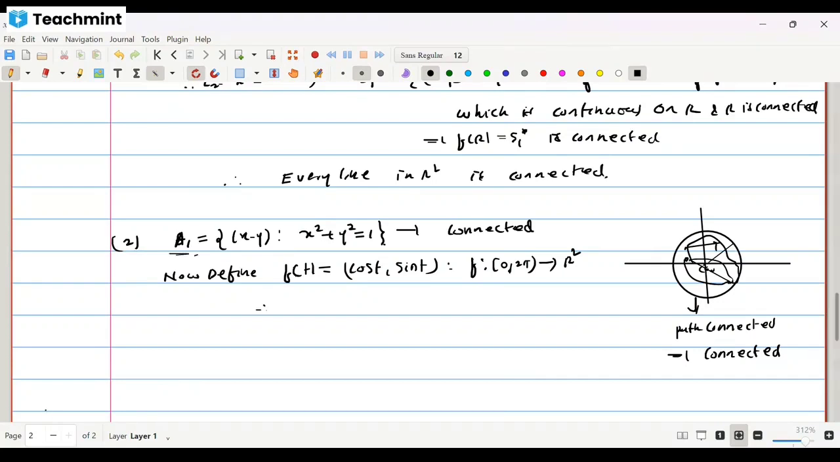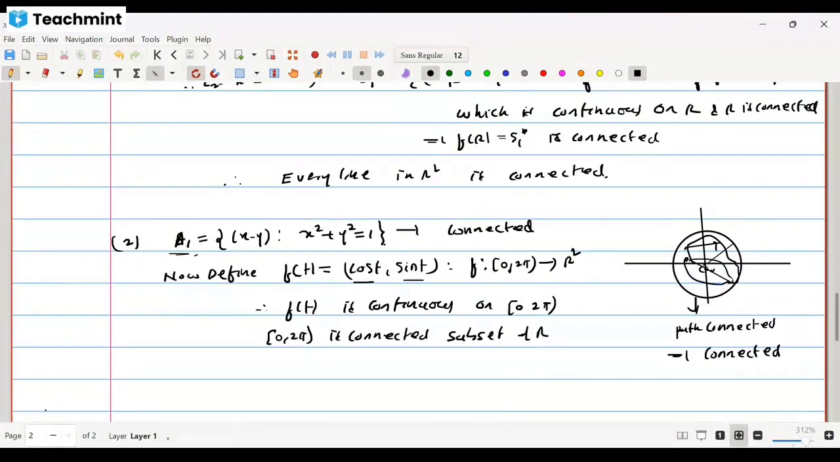This is a continuous function since cos t is continuous and sin t is continuous only. Therefore, f of t is continuous on the closed interval 0 to 2 pi, which is an interval of R, so it is connected. Therefore, its image, substituting, cos square plus sin square equals 1. So the image of 0 to 2 pi is always equal to this one, which is equal to A1, which implies that A1 is connected.